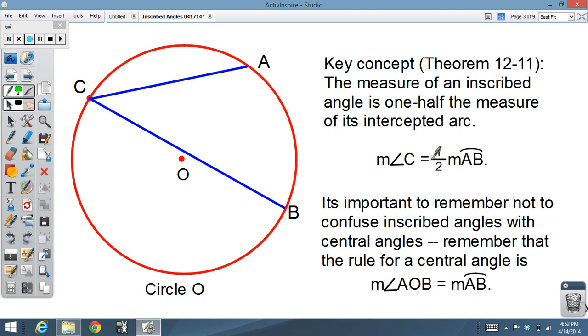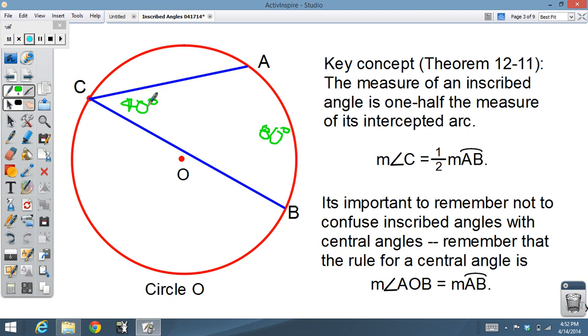All right, our key concept, Theorem 12-11, is fairly straightforward. The measure of an inscribed angle is equal to 1/2 of the measure of its intercepted arc. So let's put it nice and simply. If this arc is equal to, I don't know, 80 degrees, this angle must be 40.